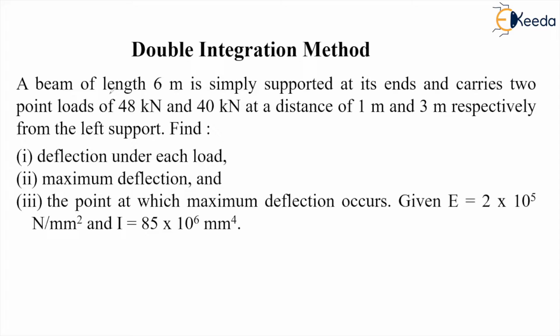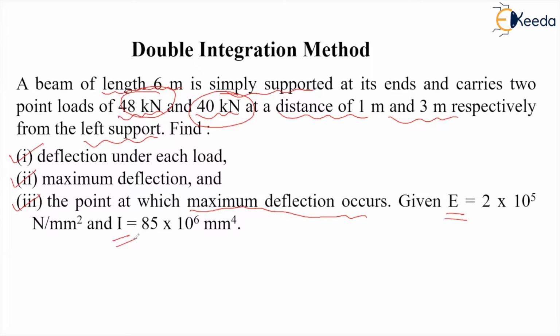So we have a beam. The length of the beam is 6 meters, simply supported, and it carries 2 point loads 48 kN and 40 kN. Distances are also given. These are the two distances from the left support. And we have to find the deflection under each load. What is the deflection under 48 kN load and what is the deflection under 40 kN load? What is the maximum deflection in the beam? And we have to find the point at which maximum deflection takes place. E is given to us and the moment of inertia is given to us. So let us solve this problem.